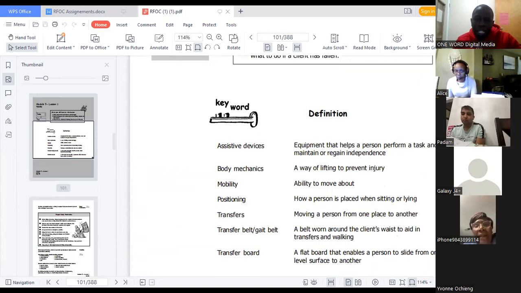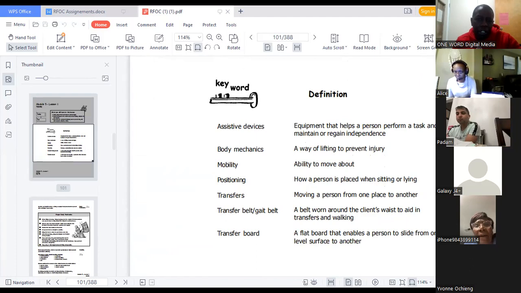So the keywords: assistive devices. These are equipment that helps a person perform a task, okay, and maintain or gain independence. Assistive devices could be a Hoyer lift. There are those manual Hoyer lifts. They are also electric Hoyer lifts. Those ones are usually on the ceiling. And we also have those that are manual. Those are assistive devices. Their work is to help the client to maintain or regain independence.